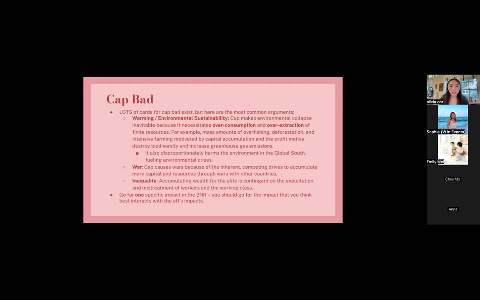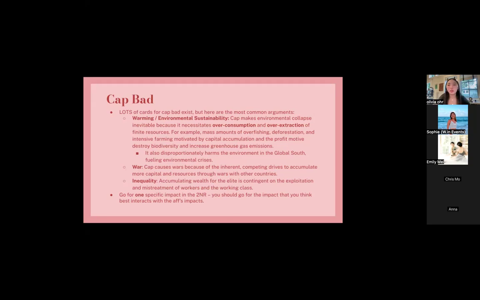Next is war. There's a lot of good arguments on this, like cap causes war because of the inherent competing drives to accumulate more capital and resources through wars with other countries, like trade wars, etc., are all examples of this. The next example is inequality, which is accumulating wealth for the elite is contingent on the exploitation and mistreatment of workers and the working class.